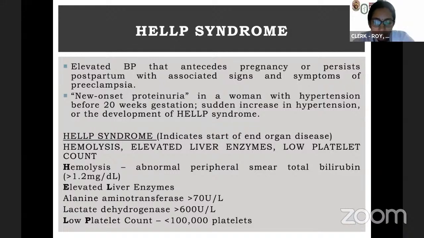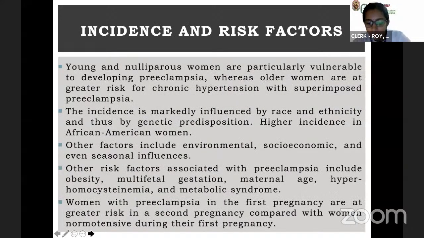elevated liver enzymes, and low platelet count. According to the Tennessee classification, hemolysis means abnormal peripheral smear, and total bilirubin greater than 1.2 milligram per deciliter. Elevated liver enzymes means alanine aminotransferase greater than 70 international units per liter. Lactate dehydrogenase, or LDH, greater than 600 international units per liter, and low platelet count, which will be less than 100,000 platelets.